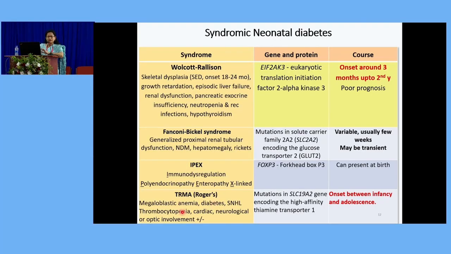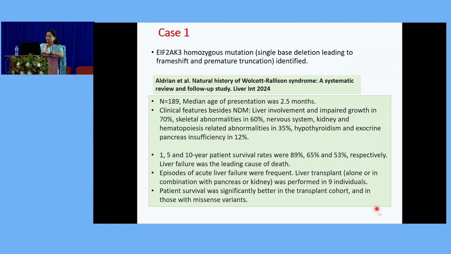It is characterized by the triad of megaloblastic anemia, diabetes, and sensory neural hearing loss. Apart from that, abnormal hematopoiesis is also there. And onset can be between infancy to as late as adolescence. So although it is classified as NDM, the presentation can be late.